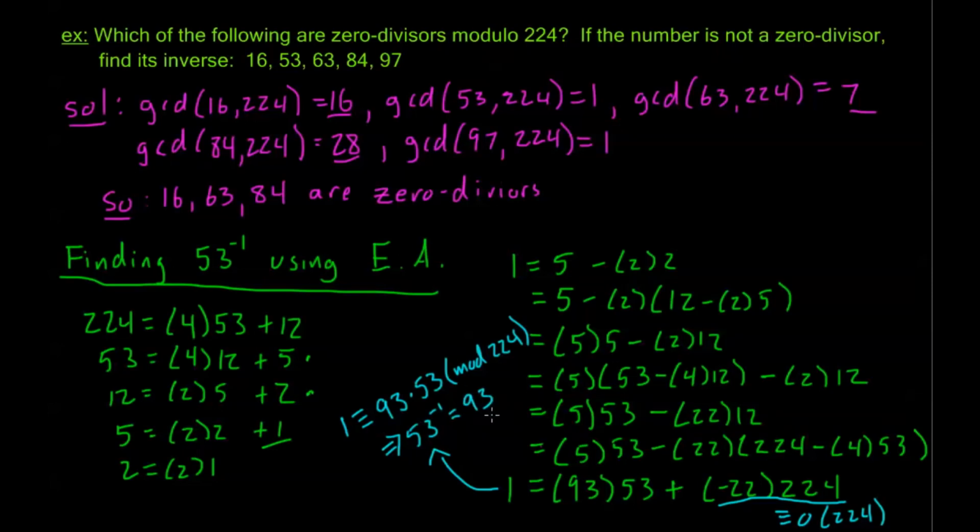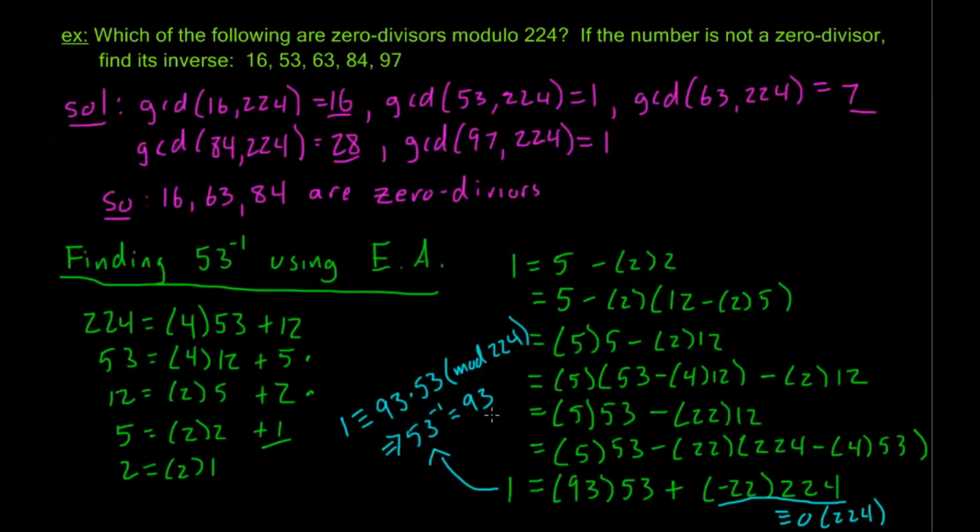Now how would we have found this otherwise? Well, I could have kept adding 224 to 53 until I got 1. Or no, sorry, not 224. I could have kept adding 53 to itself until I got something that was congruent to 1 mod 224. And I would have had to do that 93 times to find this inverse using that method. Or I could have just gone through and multiplied by all of the residues mod 224 until I found an inverse.